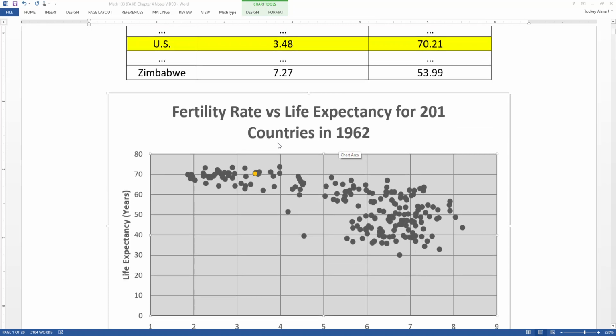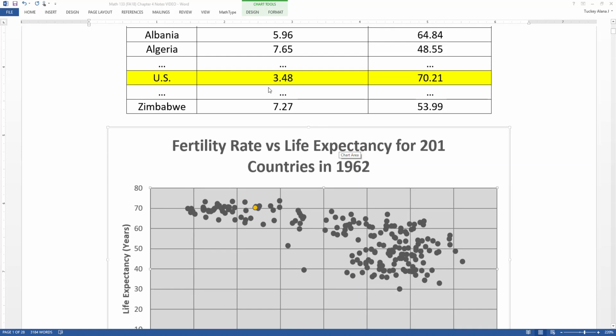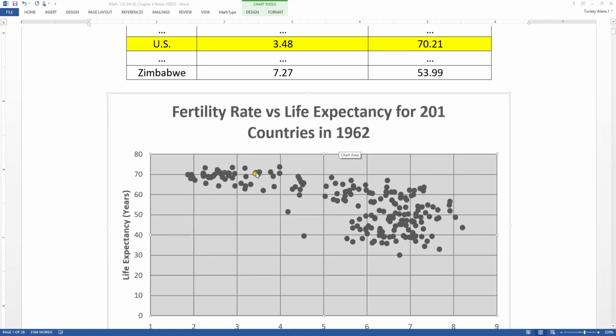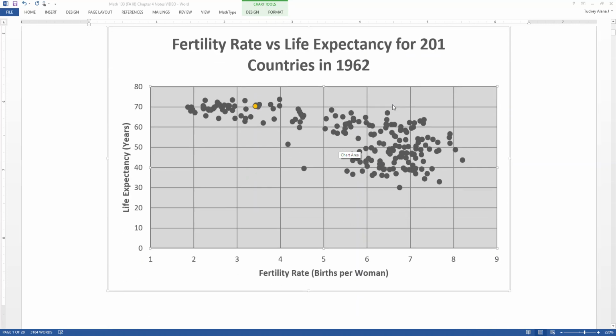Now, just in case you're curious, this dot right here is part of that blob. There were a few countries, actually. There's a few dots there at the same time, but this one right here is the US's numbers of 3.48 and 70.21. So if you pick out that little part of that blob, there you go. And I could do that for all the countries, but I'm not going to because then it'd be all rainbow colored and we wouldn't be able to see anything.